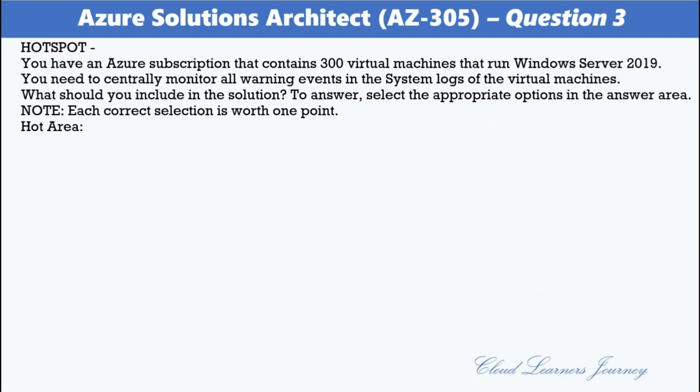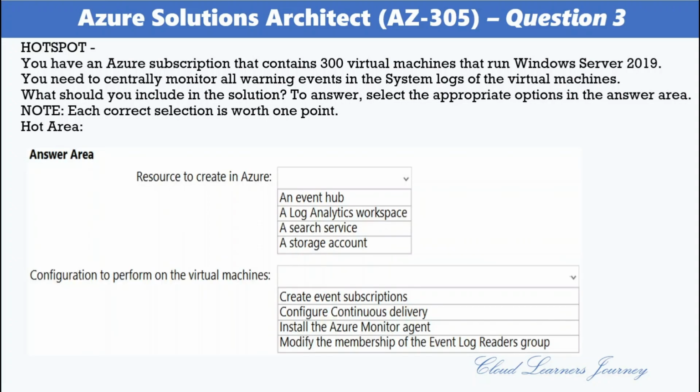Next, question number 3. You have an Azure subscription that contains 300 virtual machines that run Windows Server 2019. You need to centrally monitor all warning events in the system logs of the virtual machines. What should you include in the solution? To answer, select the appropriate options in the answer area. Answer area for the first one. Resource to create in Azure is a Log Analytics workspace. You must create diagnostic settings for each Azure resource to send its Azure logs to Log Analytics workspace to use with Azure Monitor logs.